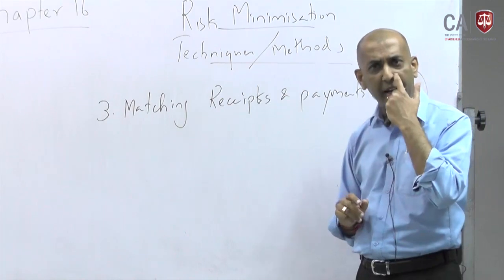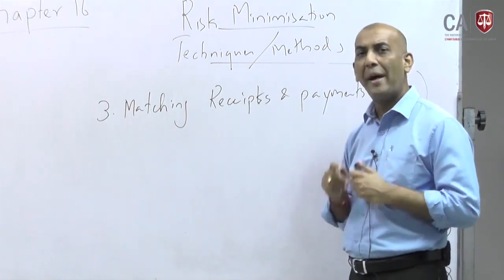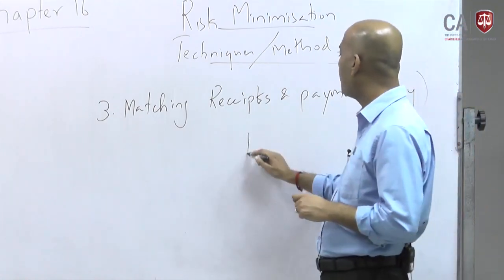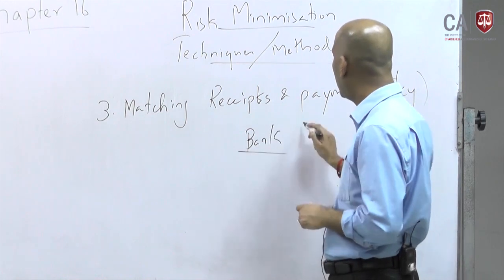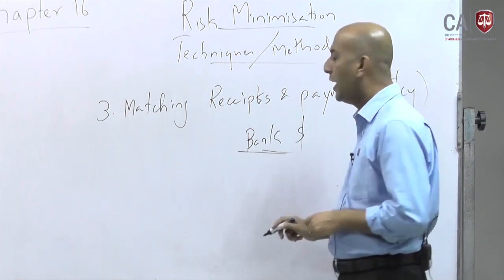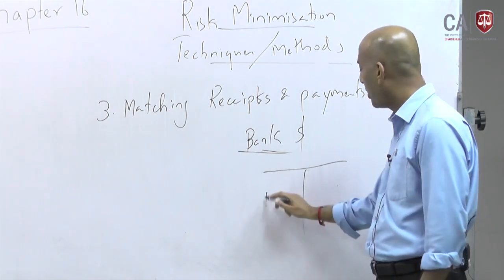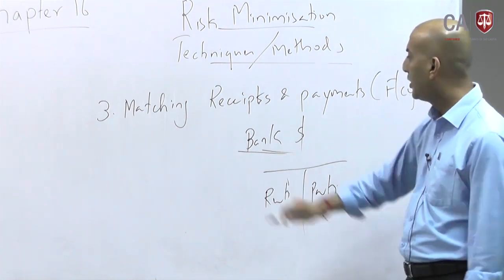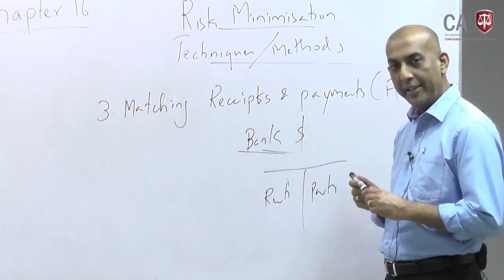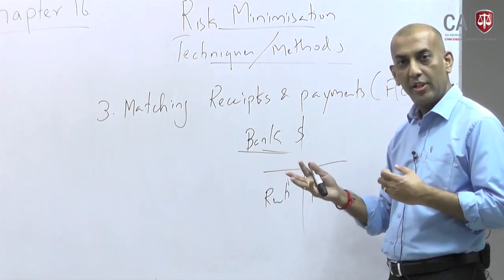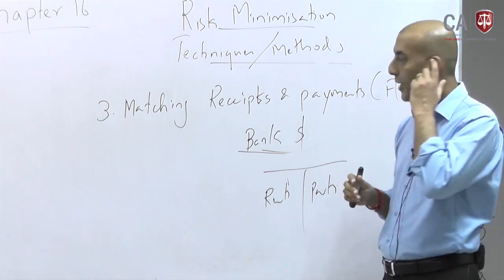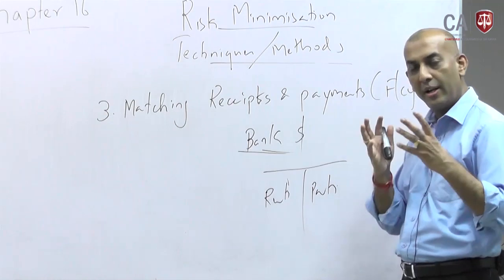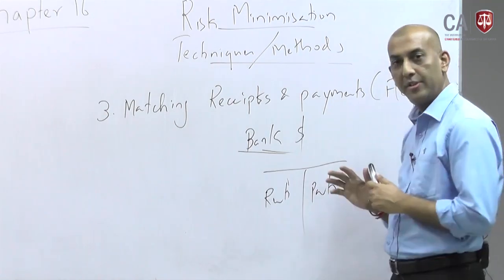In order to minimize your exchange rate risk, you will have to match your receipts and payments. How do we do that? Generally the companies open a bank account, say for example a dollar bank account, and you put your receipts in the bank and make the payments from the receipts. This is called matching receipts and payments. So you are matching the receipts with the payments, or payments are matched with the receipts. This is done using a bank account, because you are putting the dollar receipts into the dollar account, not a rupee account.